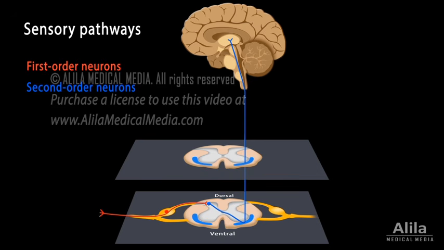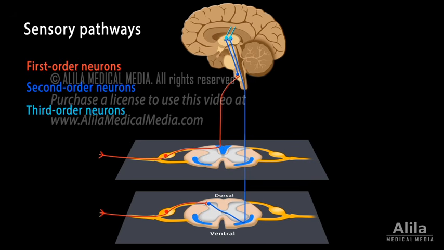to the thalamus. In some pathways, first-order neurons ascend the tract to the brainstem, where they synapse with second-order neurons, which continue to the thalamus. Third-order neurons conduct the information the rest of the way to the sensory cortex.